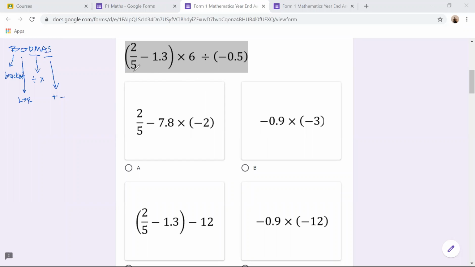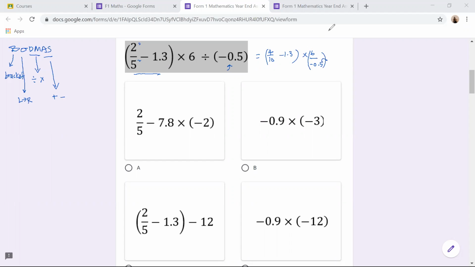All right, so over here we have one bracket here. Now this bracket just indicates that this is a negative number. So let's just solve this part first. 2/5. Now you can use the calculator and get it. If not, you can just use the mental calculation. 2/5 is actually 4/10 minus 1.3. And then times 6. Divide, right? Normally I will do like this. I will just do over negative 0.5. Normally I will do like this, because this one can be done first.